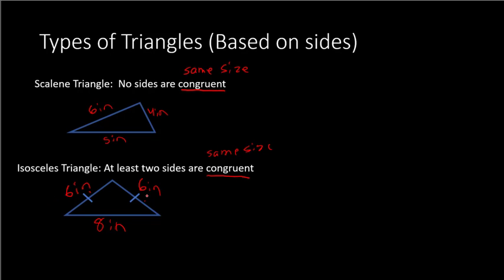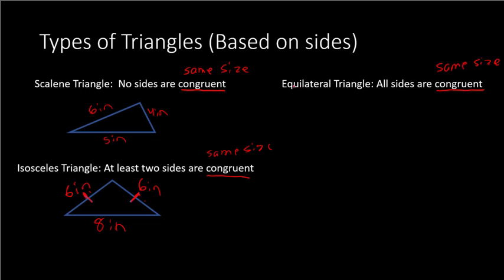And if you don't have the measures given, you just have the picture, you see that little line here and here? That little tick mark on those sides means that they are the same length. So when you see that, we know that they're the same length. So scalene has no sides that are the same length. An isosceles triangle has two sides that are the same length. And then our next one is when all sides are the same length, and that would be called an equilateral triangle. So that's when all sides are congruent or the same size.